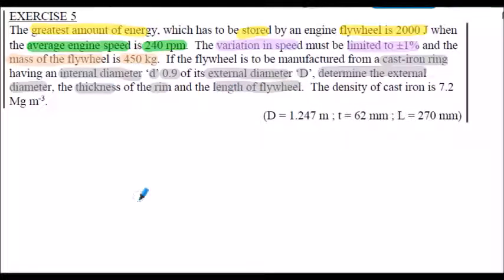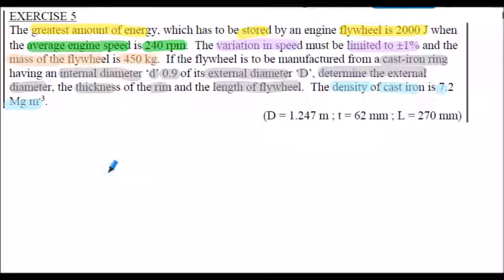So quite a bit of geometry. We're actually really designing this flywheel in a bit more detail here. The density of the cast iron is 7.2 megagrams per meter cubed. So again, we need to be careful with that information. We really are designing it here. We've got to calculate the outside diameter. Once we know the outside diameter and the inside diameter, we've got a relationship between them, because little d is 0.9 of the big D. And then we get the thickness when we've got the inside and outside diameter.